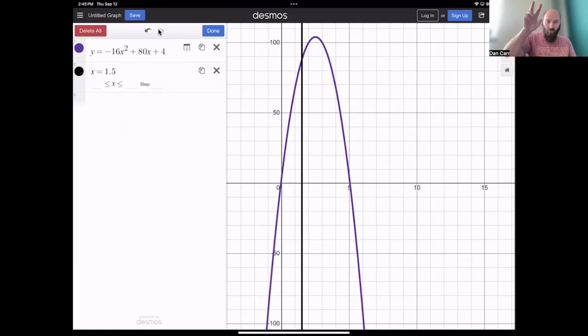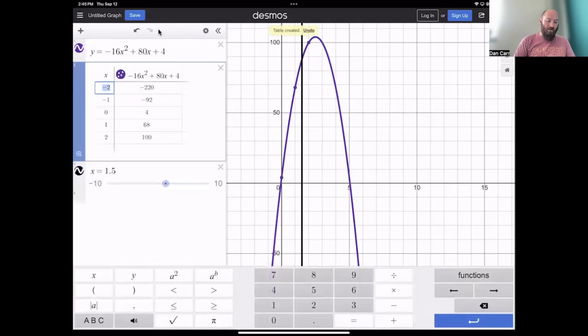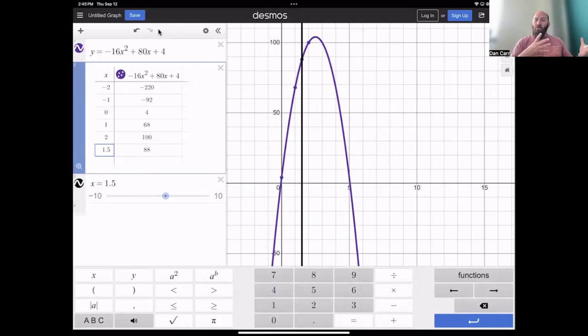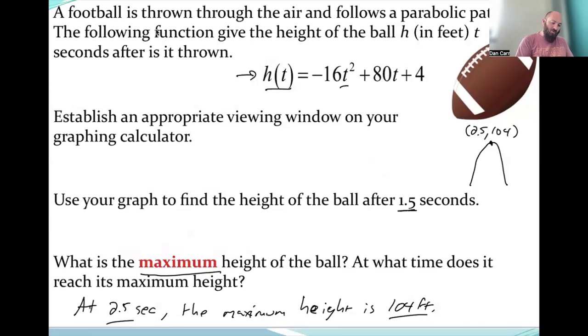So if I click that where it looks like a little mini table, now I have a table. So one thing I can do with that is I can just type in any number I want, like 1.5. And there it is at 88. Multiple ways we can use our graph with Desmos here to help us find that. Bottom line is we know that the height of the ball is going to be 88 feet after 1.5 seconds. Okay.